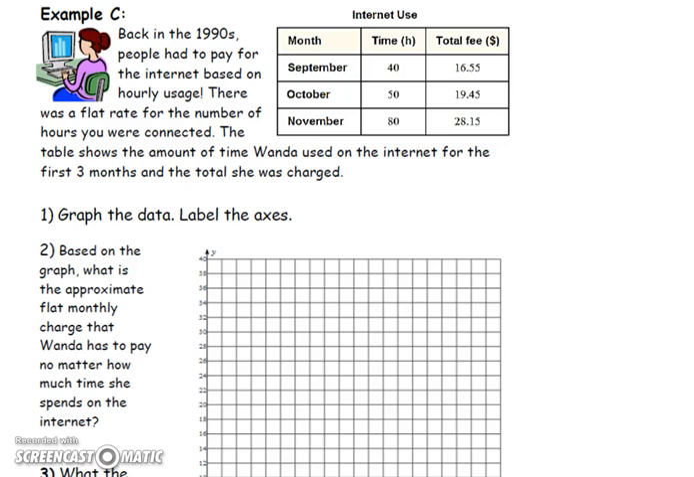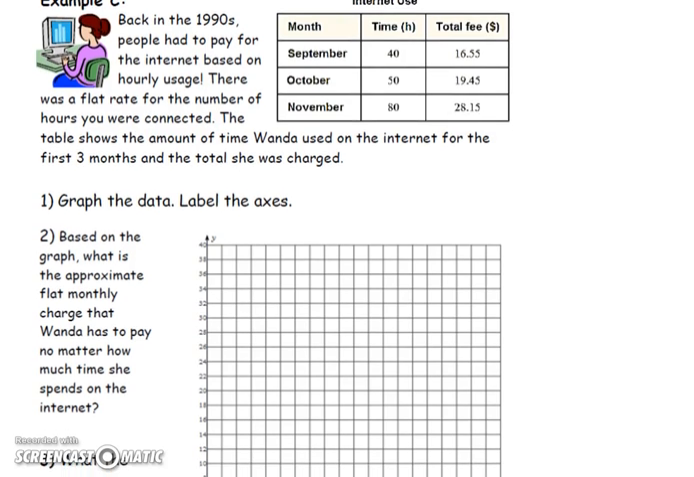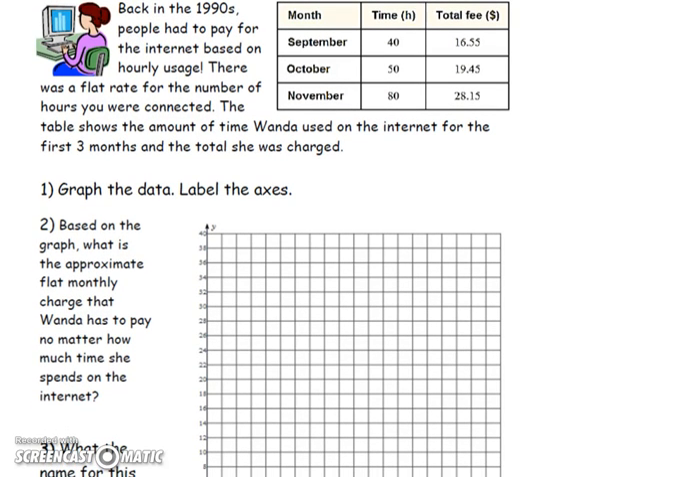Alright, in this next example, we're using an actual real-world problem to find the slope, talking about the rate of change. So here it says, this is when we used to have to pay for internet usage based on the time that we spent online. So we're going to graph this set of data, and then based on the graph we're going to find the flat monthly charge that Wanda has to pay no matter how much time she spends on the internet. So I'm going to do that right now. Why don't you pause the movie and take some time to graph yours as well.